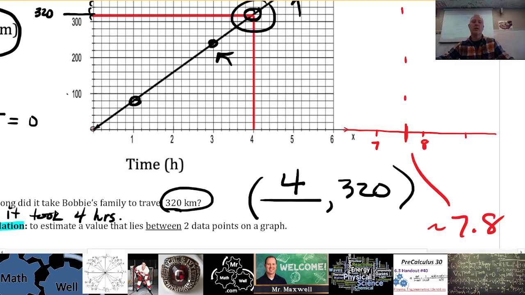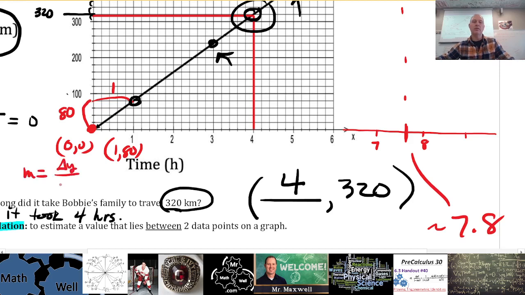So it's easy if we go from 0, 0 to 1, 80. That's really easy, isn't it? Because I go up 80 and I go over 1. So the slope is the change in y values divided by the change in x values, which is, in this case, between these 2 points, 80 over 1. So it's 80. Now, if I took any 2 other points that are on the graph, I could do the exact same thing to find the slope.